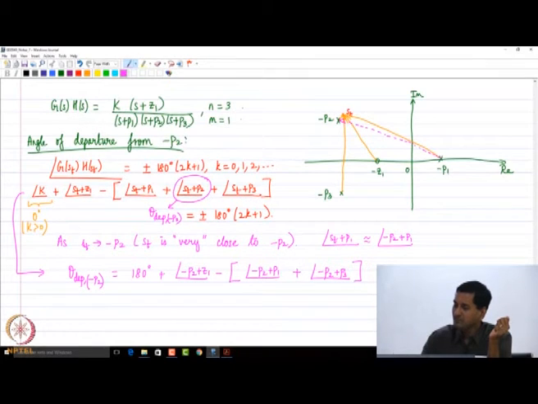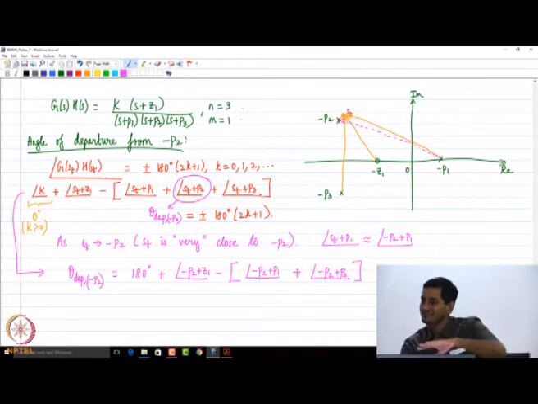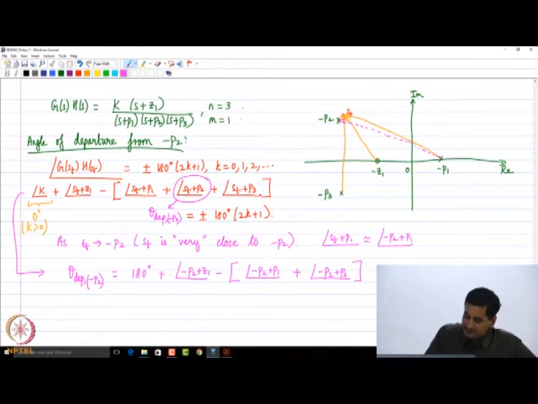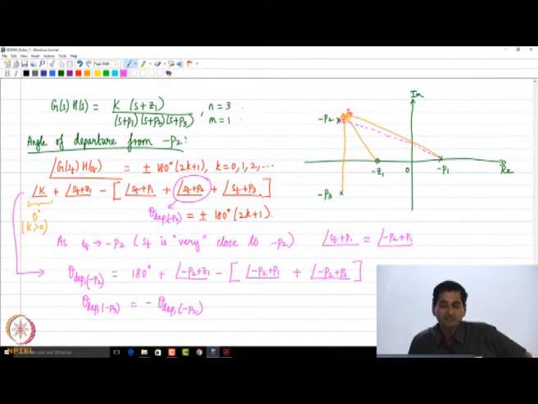Now, what do you think will be the angle of departure from minus p3? It will just be the negative of this angle, or you subtract it from 360 degrees. Why? Because the two should add to 360, because these are two complex conjugate poles and any root locus should be a mirror image about the real axis. So, the angle of departure from minus p3 will be the negative of the angle of departure from minus p2. So, that's another important point.